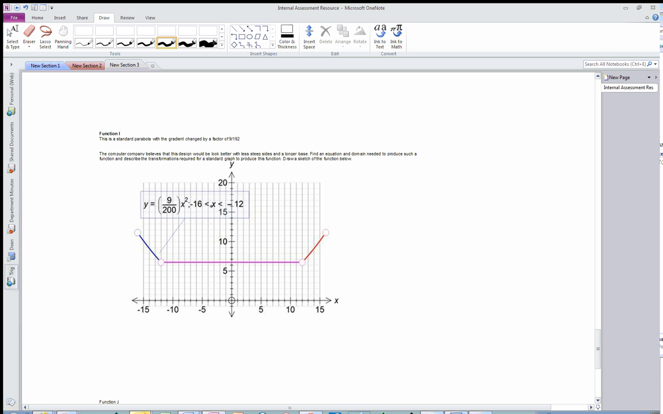This domain could be anything you want as long as the domain part of the parabola is smaller, making the base longer. Well, hopefully that helps you understand.